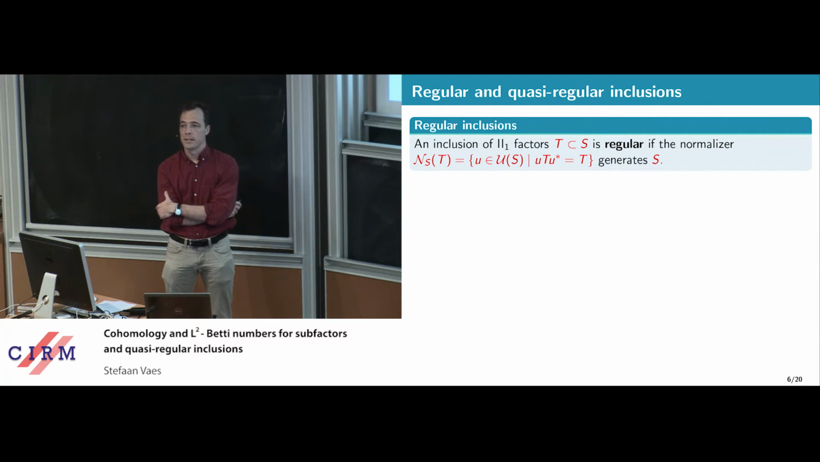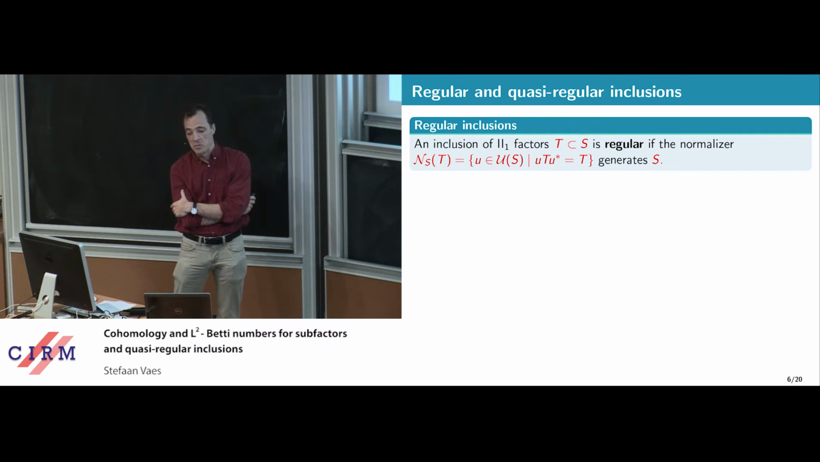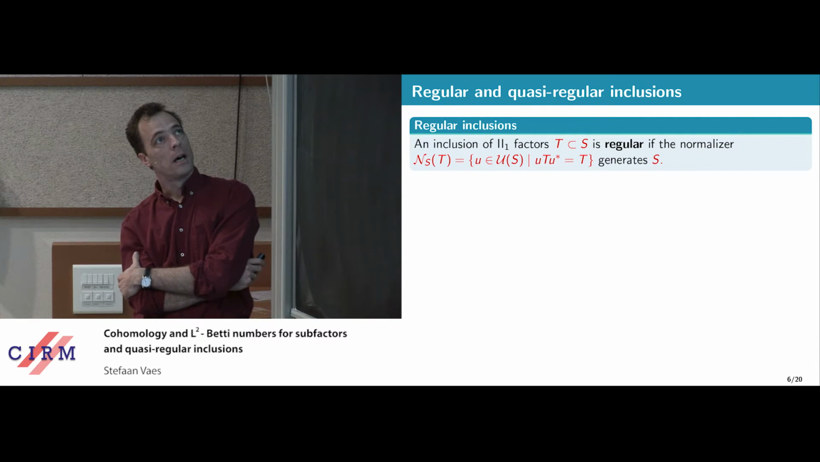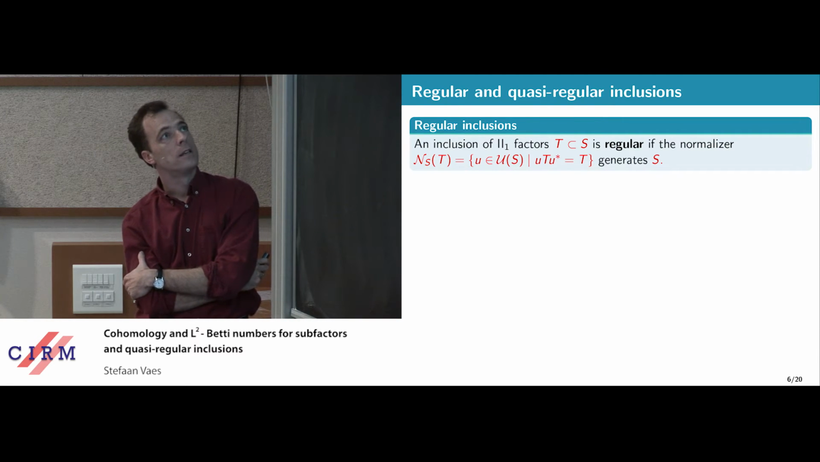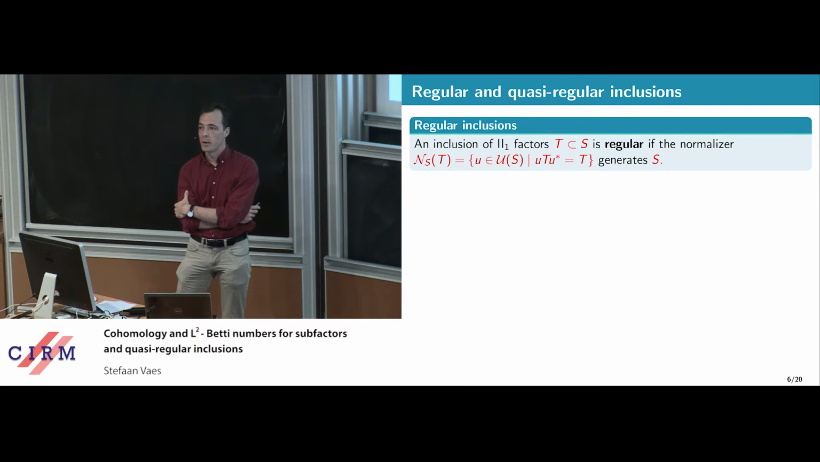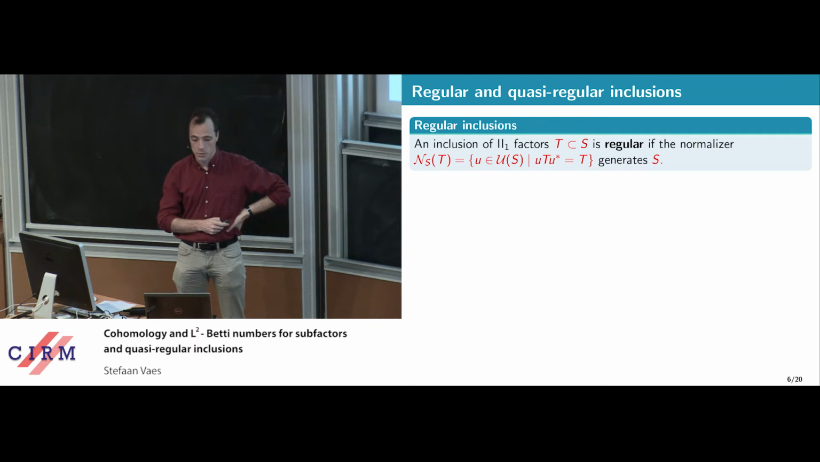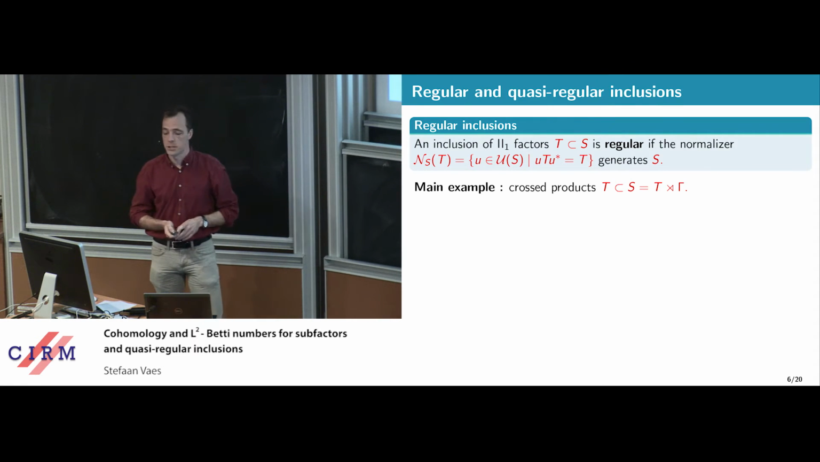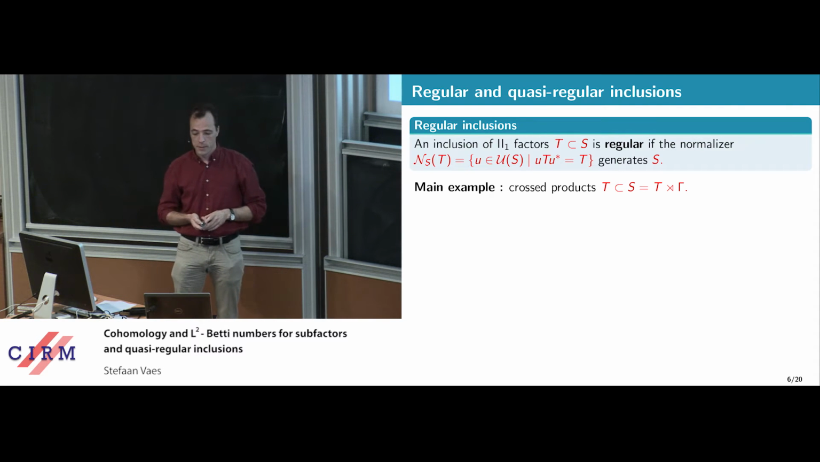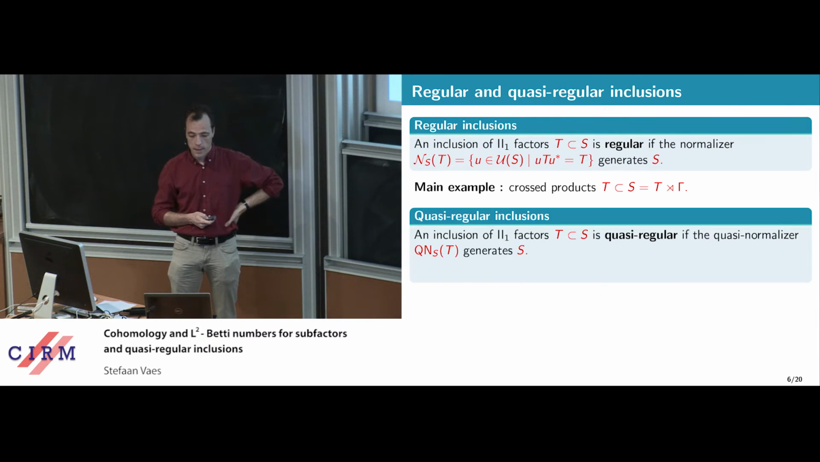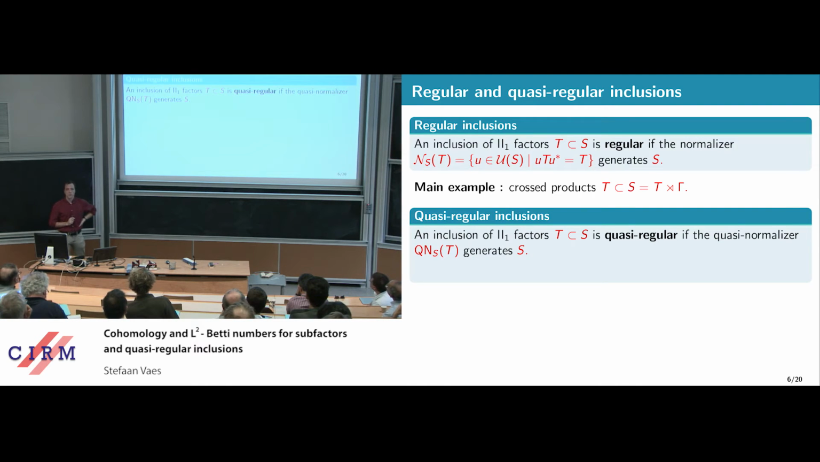So what is regularity? If you have any inclusion of two II_1 factors, you call the inclusion regular, maybe normal would be a better word, I don't know, if the normalizer of T generates S. And what is the normalizer? The normalizer is the group of all unitaries that normalize T. So that's a group of unitaries in S, and if that generates S, you say that the inclusion is regular. Now, the main example is, of course, the one of cross products, where definitely you have a regular inclusion.